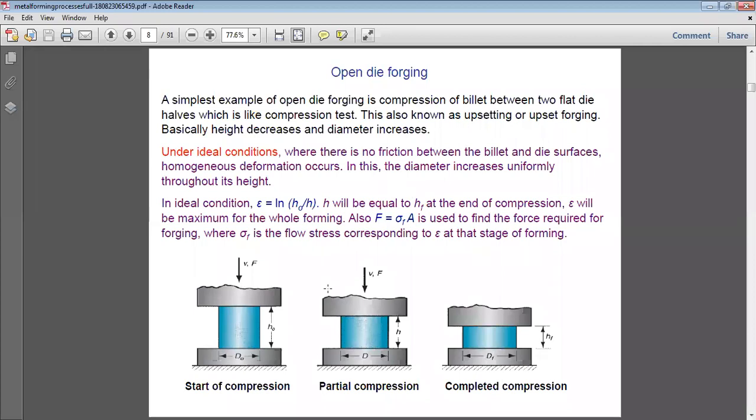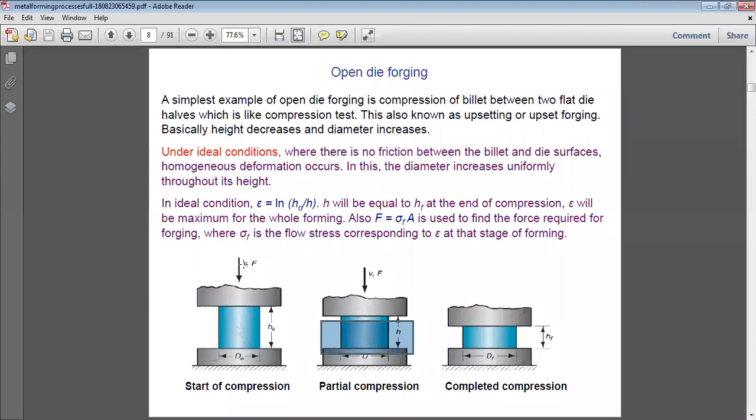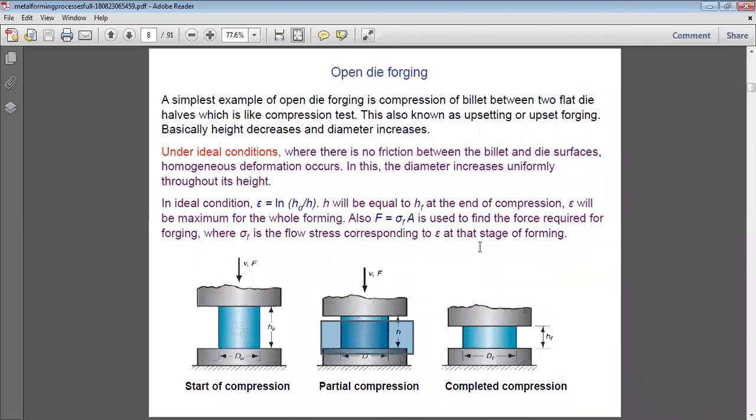So we were discussing this only: when vertical forces are applied on the top and on the bottom, there will be a decrease in height and an increase in diameter. As the height goes on decreasing, the diameter will go on increasing in this case. Clear? As more and more force is provided, the height will go down more and more, and the thickness will increase more and more. Clear?